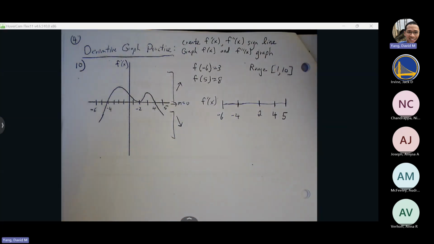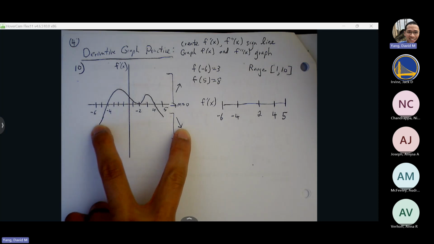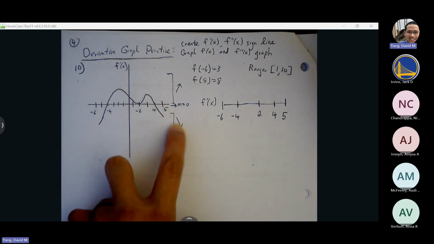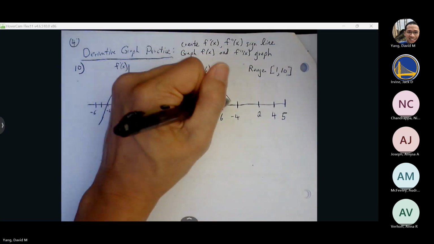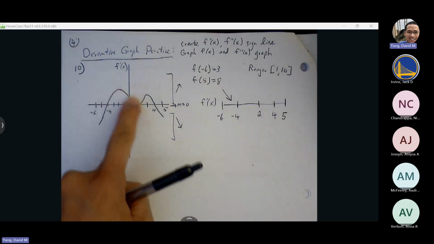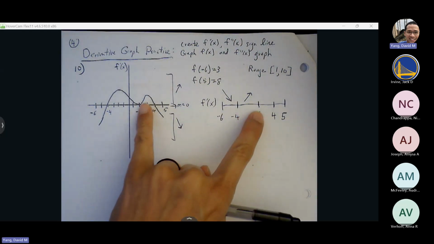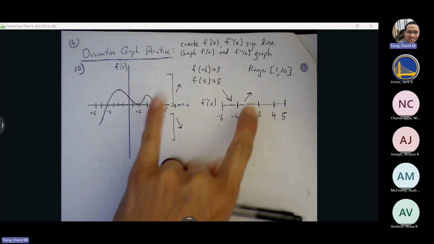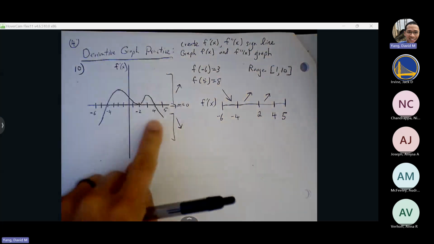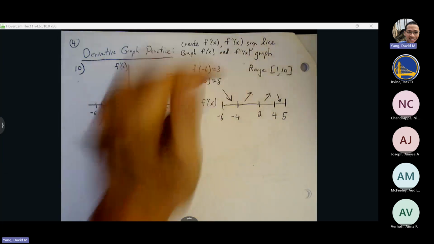Okay. Between -6 and -4, our graph is clearly below the x-axis. That's going to correspond with a negative slope. Between -4 and 2, positive slope. Between 2 and 4, above the x-axis, so still positive slope. Between 4 and 5, negative slope, below the x-axis.